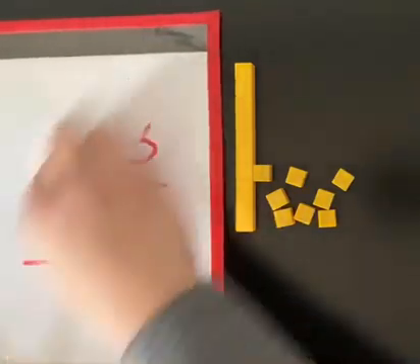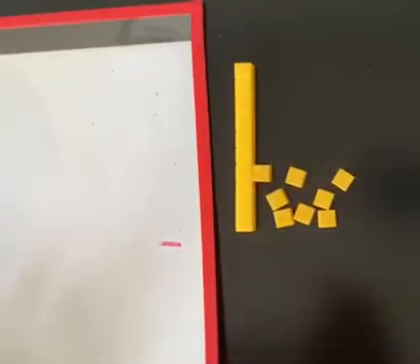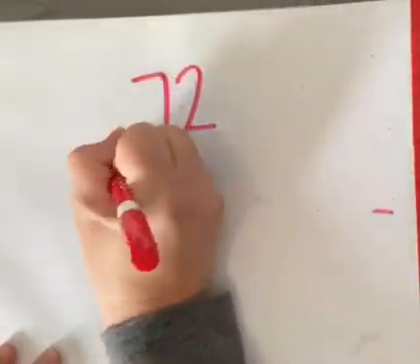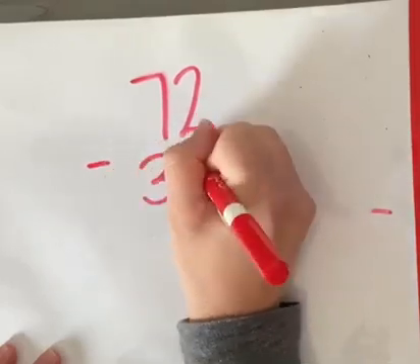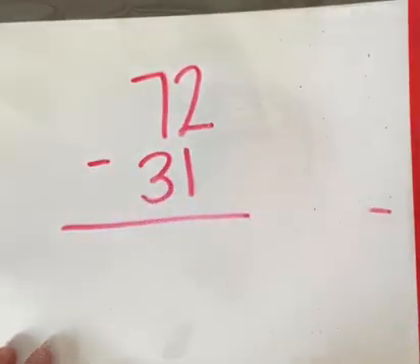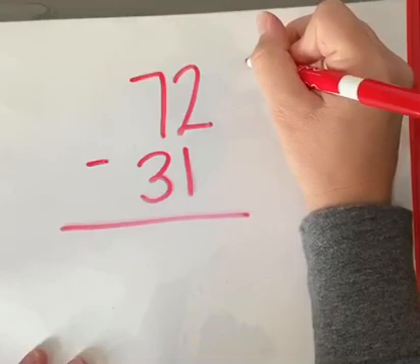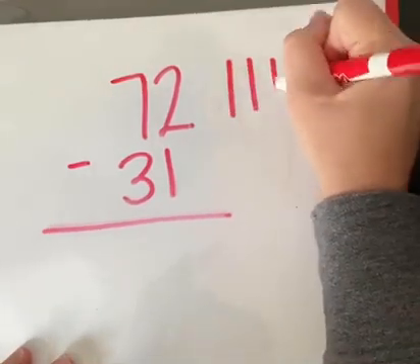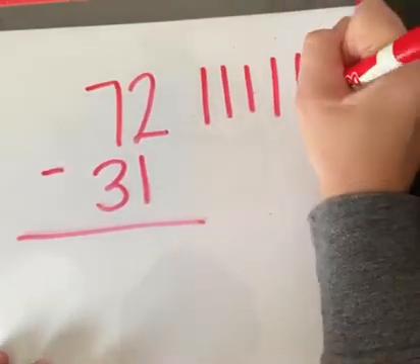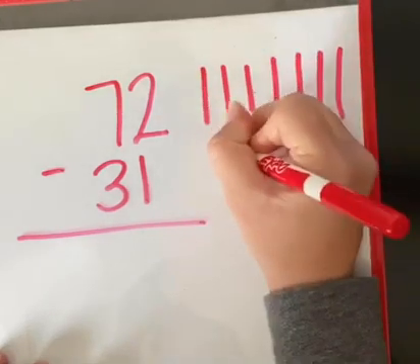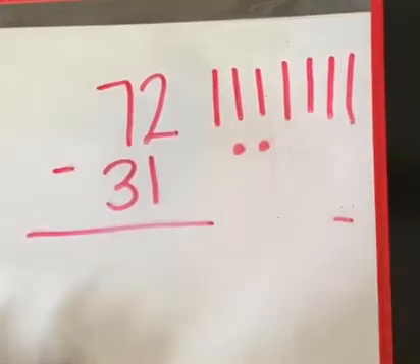Since you don't have base 10 blocks at home, I'm going to show you how to do this with drawing them. We've all practiced drawing our blocks with base 10 shorthand. So that's what we're going to try it with. All right, so let's say I have 72 minus 31. I'm going to draw 72, 10, 20, 30, 40, 50, 60, 70, 71, 72. And I need to take away 31 from that.